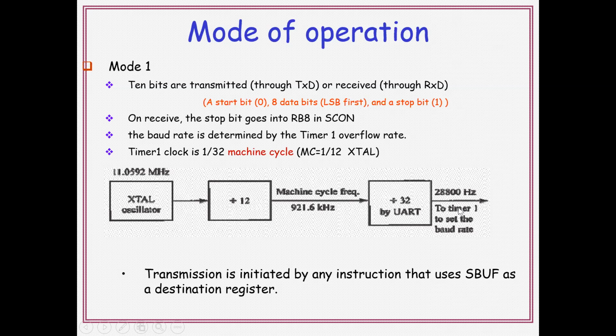So the transmission is initiated by any instruction that uses SBUF as the destination register. If you need to transmit data, simply load data into the serial buffer, and that enables the transmission. It converts the parallel data into serial data, adds a start bit and stop bit, and then transmits bit by bit. So that is mode 1.